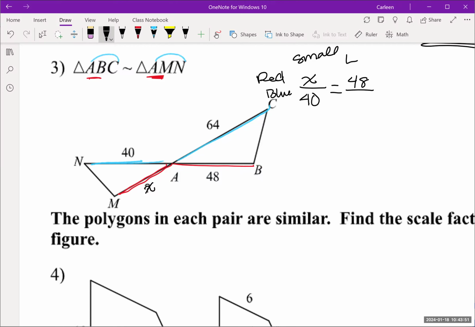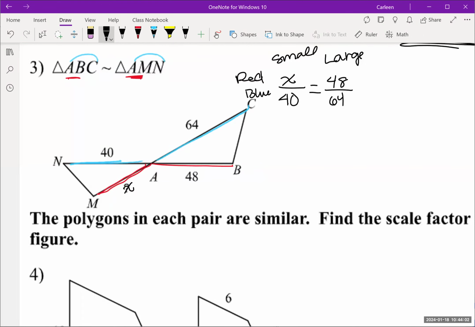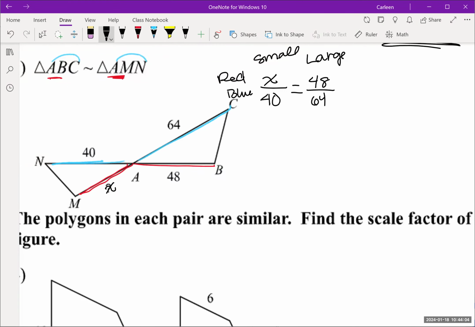Now we're going to go to the larger one. And I'm going to go red to blue. Okay. Or you could do it this way. You could go small to large. You could go X to 48. Then back to 40 over 64.